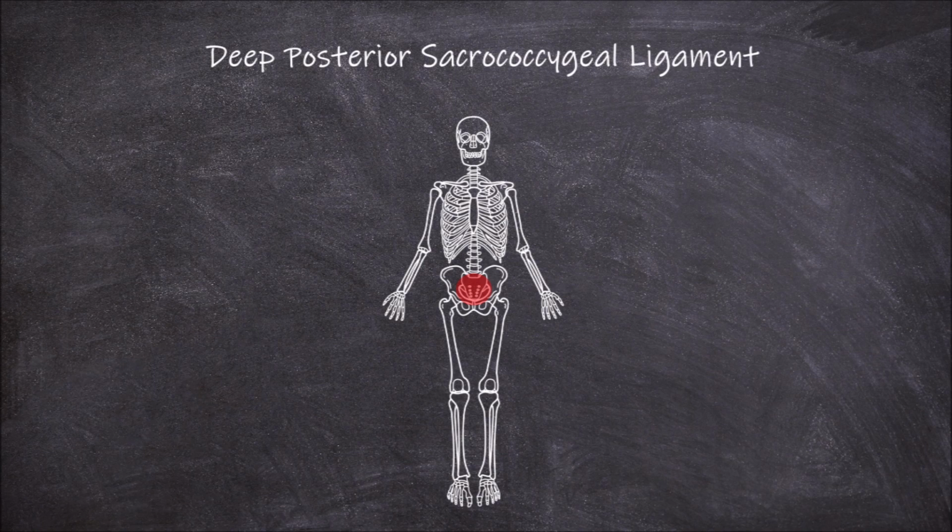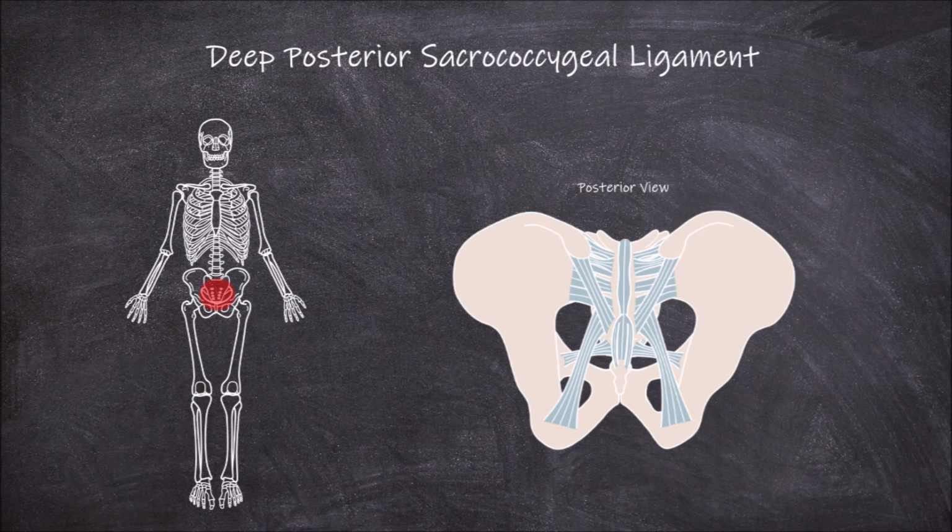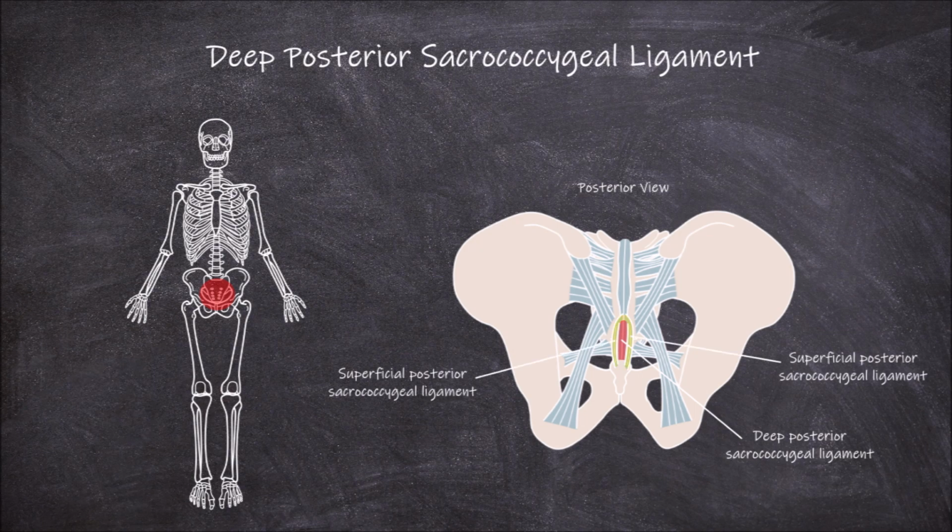If we take a closer look at the ligaments on the posterior view of the pelvis, we can see this ligament highlighted in red. This ligament is also often considered the deep part of the posterior sacrococcygeal ligament, along with the superficial posterior sacrococcygeal ligament highlighted in yellow.